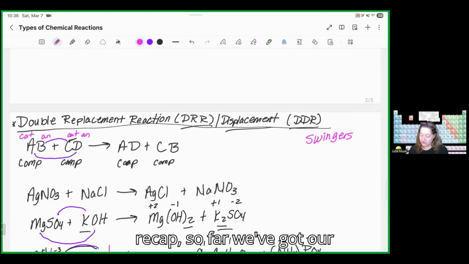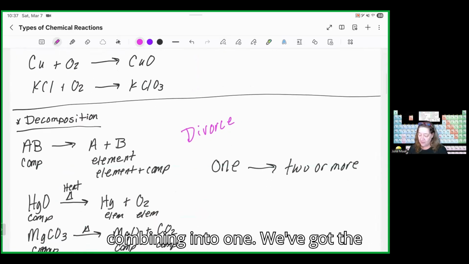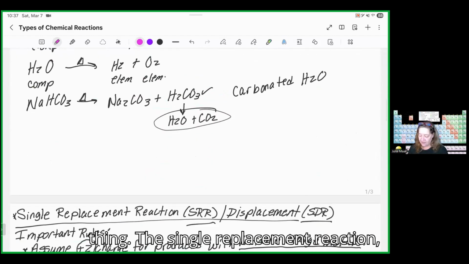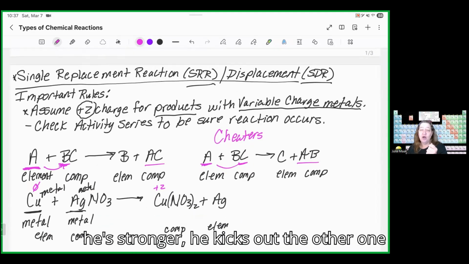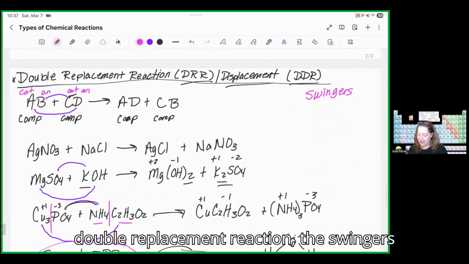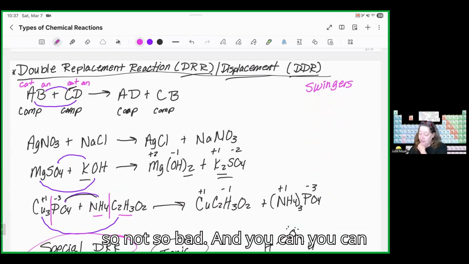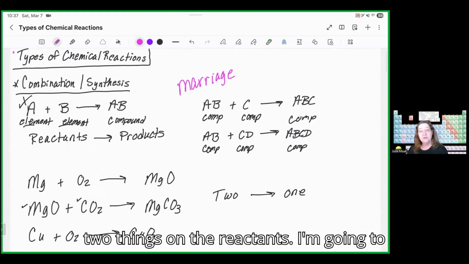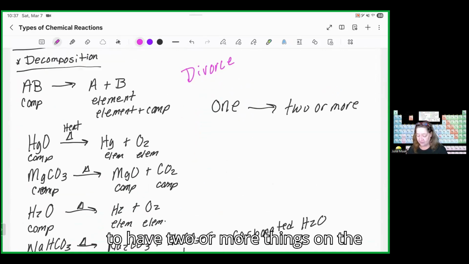So just to recap so far, we've got our marriage, the combination, two things combining into one. We've got the divorce, the decomposition, one thing breaking apart into more than one thing. The single replacement reaction, the cheaters, where one comes in and if he's stronger, he kicks out the other one and takes his girl. And we've got the double replacement reaction, the swingers, who just switch partners. Not so bad, and you can tell what they are because here I have two things on the reactants, I'm going to have one thing on the product. Here I have one thing on the reactant, I'm going to have two or more things on the product.